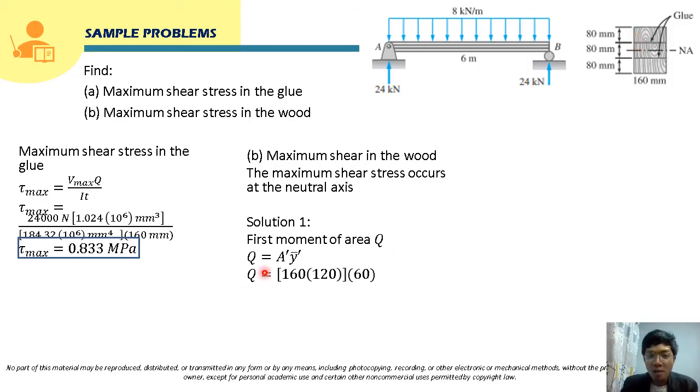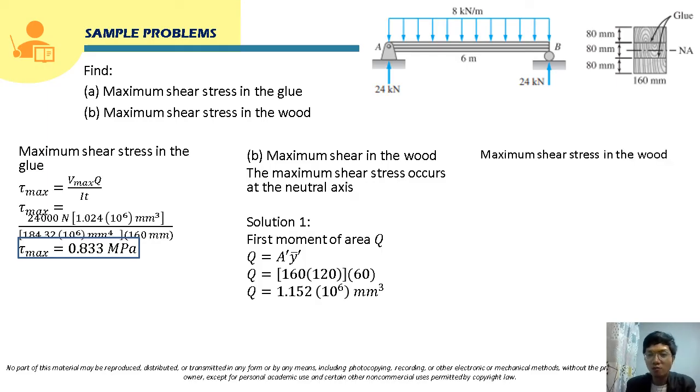Now, for the y bar prime, the centroid of our A1 will just be at the middle of 120, because this height is 120. Right? Our A prime has a height of 120, so the y bar prime is half of that, 60. So, that will be 60. Solving for Q, that is 1.152 times 10 raised to 6 millimeter cube.